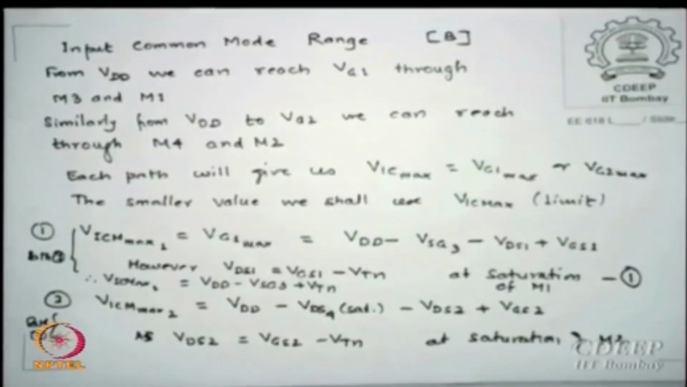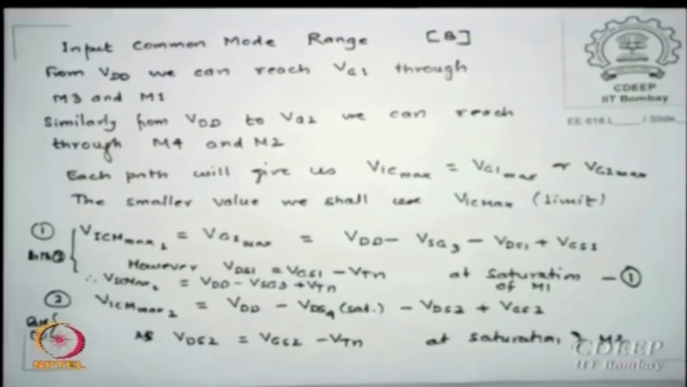Each path will give us VICM max, and we will figure out whichever one is lesser, okay. That will be my range, because why should I choose the lesser? Because I am finding the limit up to which the device will remain in saturation, is that correct? So I will figure out two VICMs, and then I will say which one is smaller, that I will use. So here are the two ways of doing it.